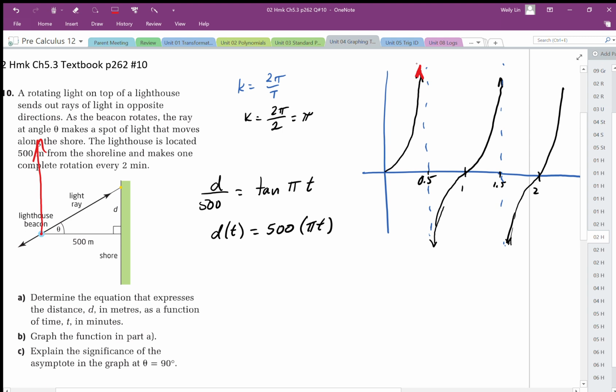It's going to be pointing up towards infinity, because this line at 90 degrees will never touch that wall.